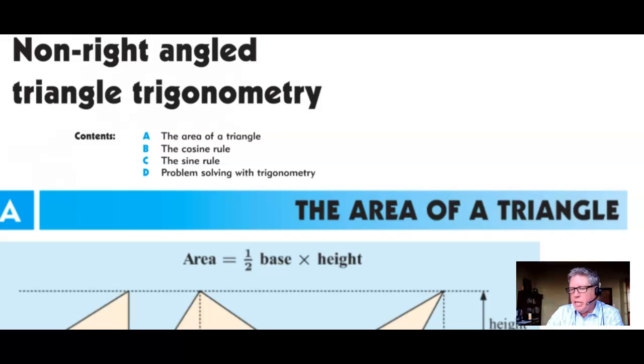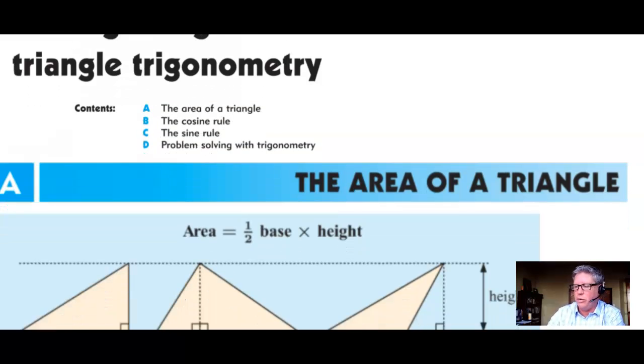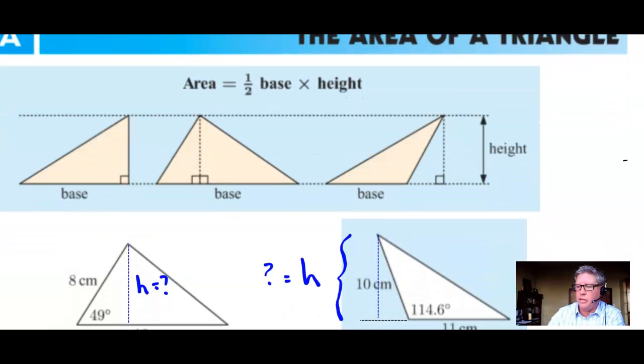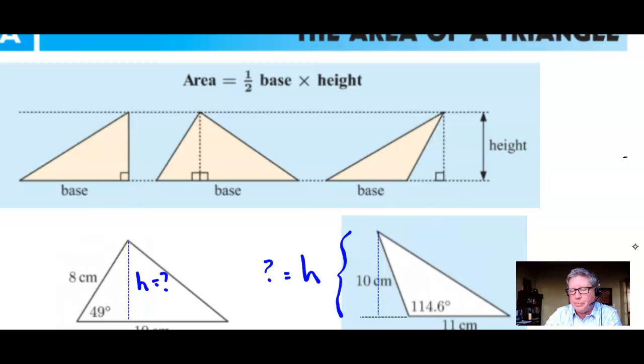Hey, today could be easy. The area of a triangle, that's it. Well, we already know the area of a triangle is our good friend one half base times height. So when you have a right triangle, that's pretty sweet. The base and the height are already at 90 degrees. We're good to go.